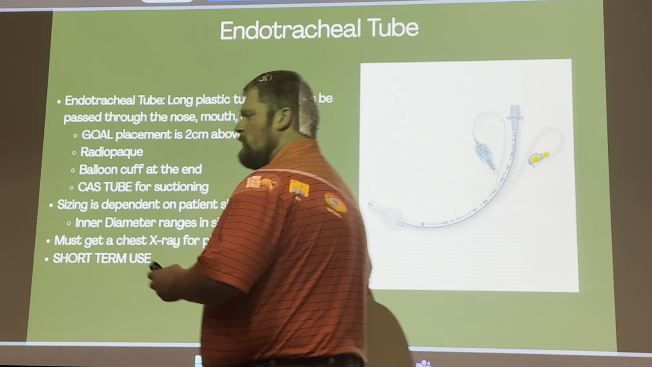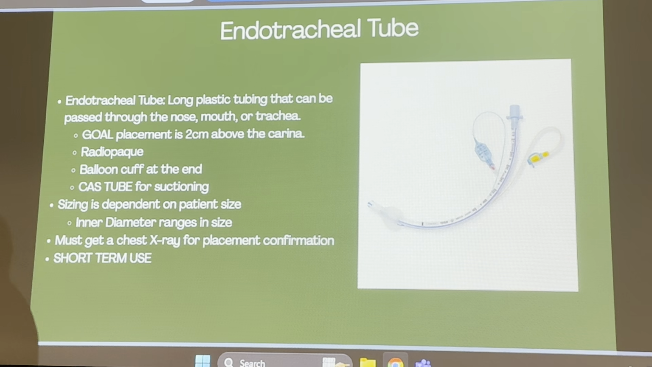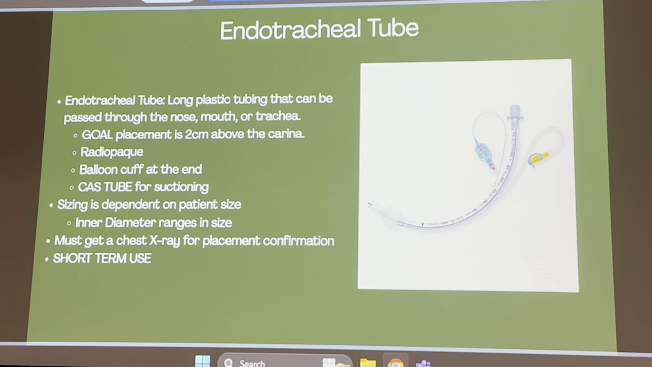So to recap, remember endotracheal tube, just this long flexible tubing. Our goal placement is 2 centimeters above the carina, or where it splits. For confirmation, initially as we're intubating, during the procedure, we're gonna listen to lung sounds on the left side and the right side, compare the two, make sure we have equal breath sounds. We're also gonna place that waveform capnography tubing on the end of our endotracheal tube to make sure we have that CO2 coming in and out.